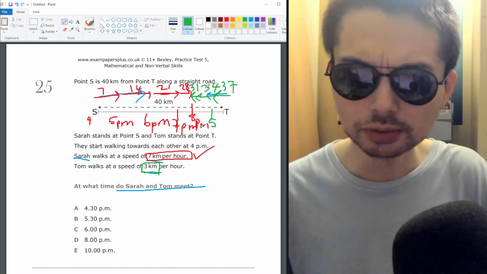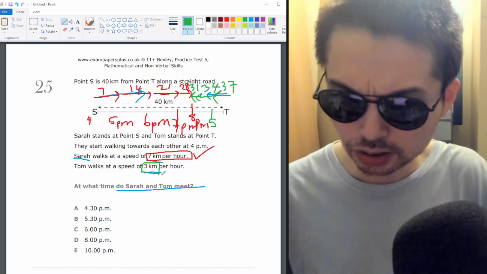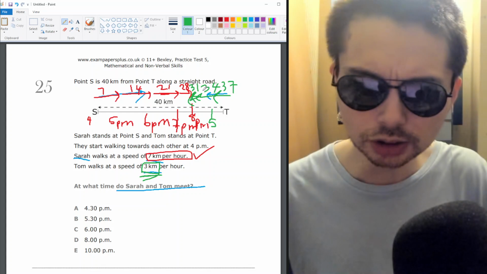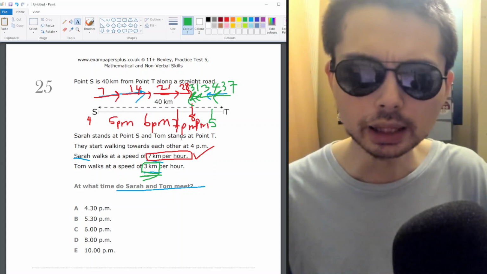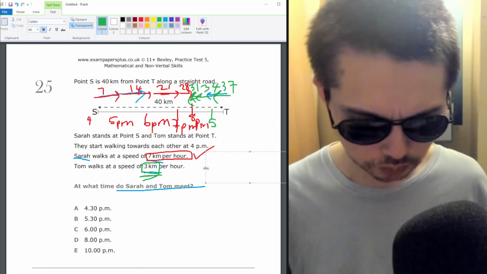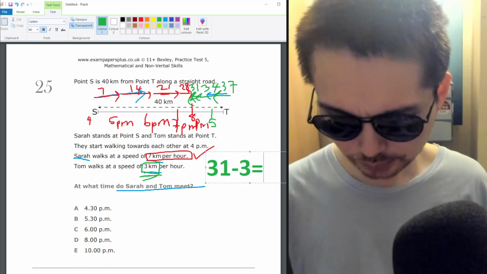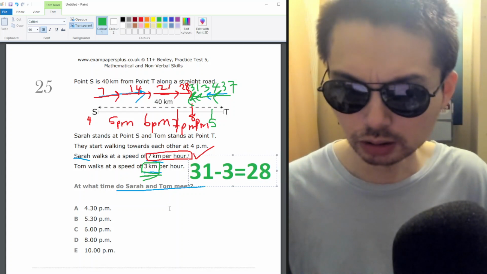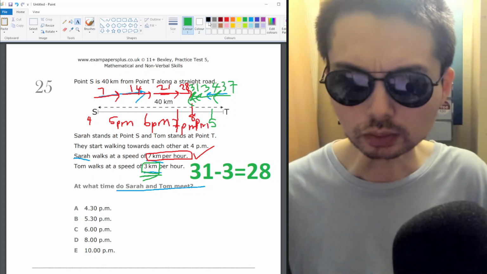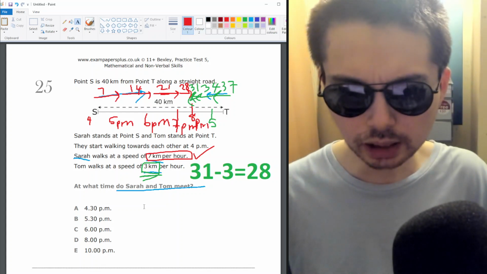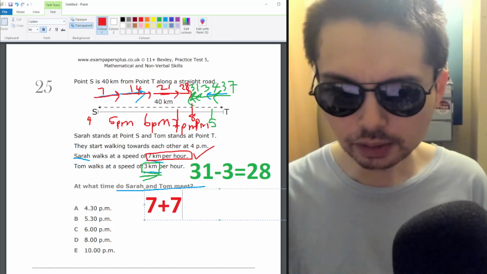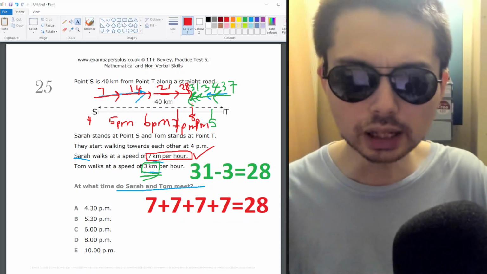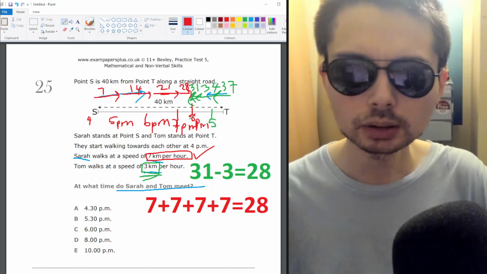Because Tom here is 31 kilometers. He just keeps going back 3. And we've got it. What a fantastic question. Because 31 minus 3 equals 28. And we already know Sarah is at 28 because she's just walking normally. Just walking normally. 7 plus 7 plus 7 plus 7, 28. She meets there. So really we can see the meeting time will be 8 p.m.